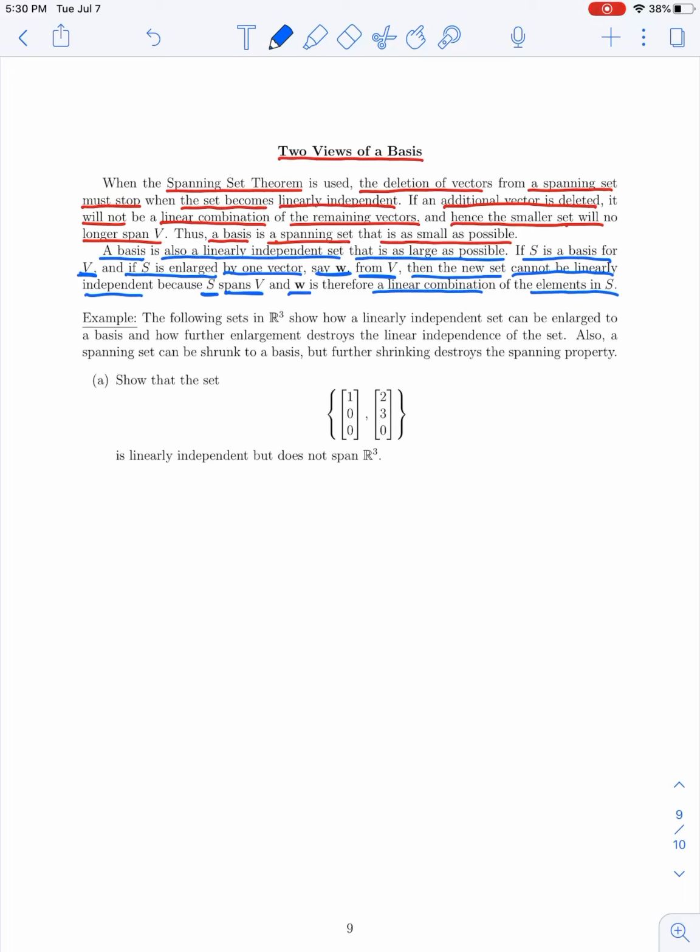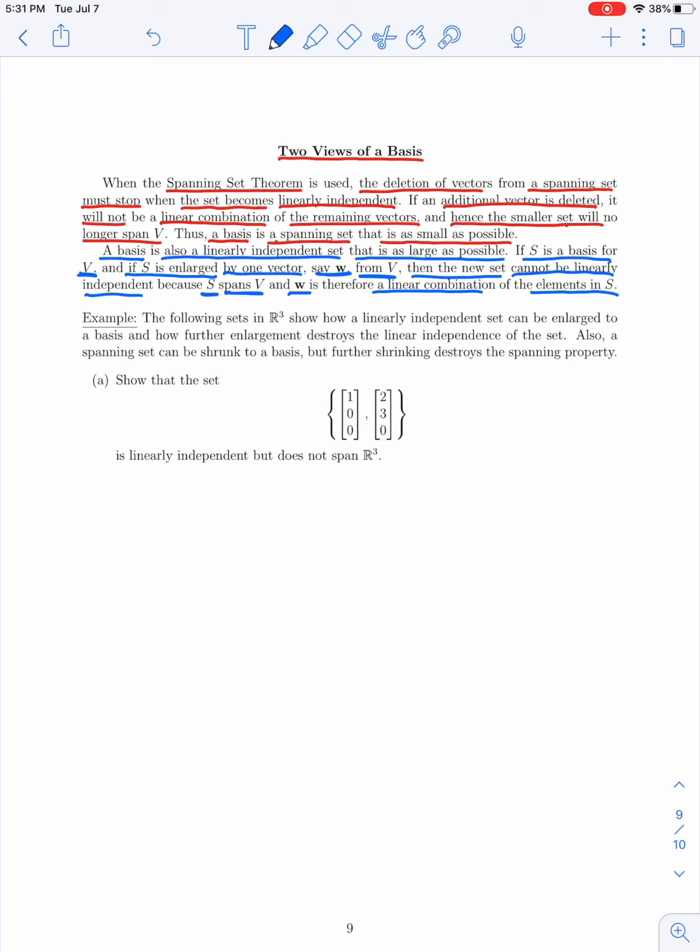So we can also think about a basis as being a linearly independent set which is as large as possible. So in our last example, we'll illustrate a few sets in R3, which show how a linearly independent set could be enlarged to find a basis, but how further enlargement by adding additional vectors would destroy the linear independence of that set. And this also illustrates how a spanning set could be shrunk down to a basis, but further shrinking by deleting a vector would destroy the spanning property.